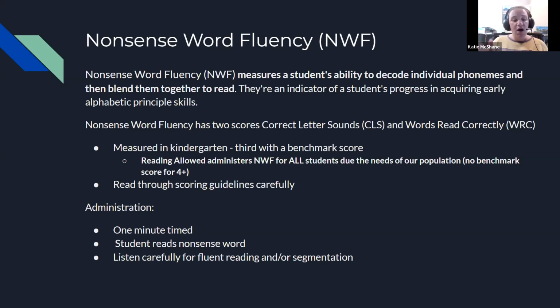Another reason why we ask all reading aloud students to be administered this test, regardless of their age. So nonsense word fluency measures a student's ability to decode individual phonemes and blend them together to read. When you do this assessment, you're going to come up with 2 scores. One is correct letter sounds, or CLS. And the second score is words read correctly, WRC.